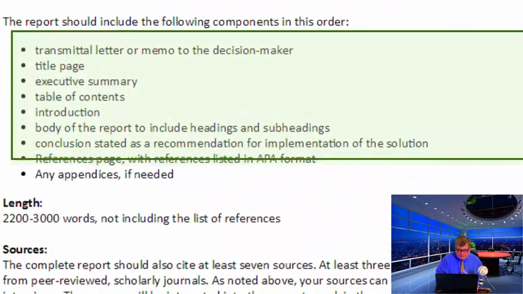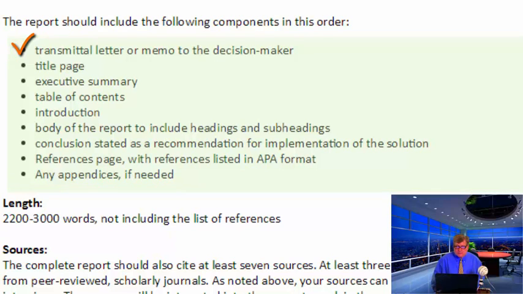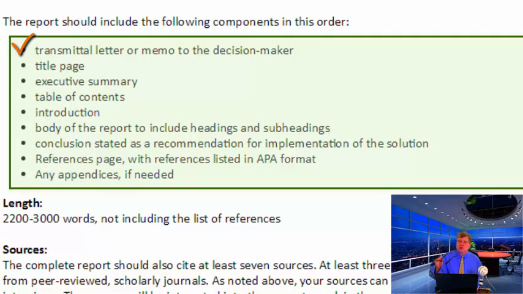Part number one is the transmittal letter or memo to the decision maker. The transmittal letter or memo, and you can do either one, sits on top of the document you are to deliver. Why? Because it informs the recipient what he or she has just received. It's like a billing slip on top of a FedEx package. We're going to talk more about what's in that transmittal letter or memo in just a second, but it is on top.